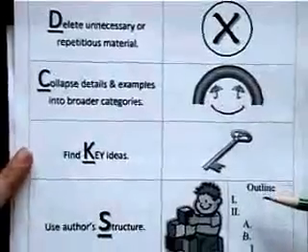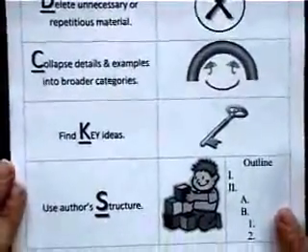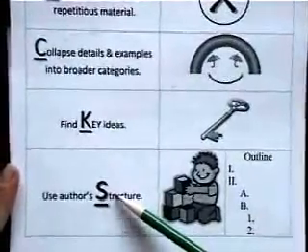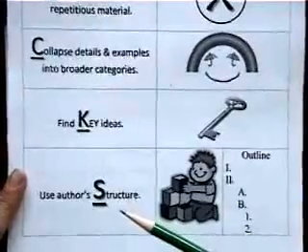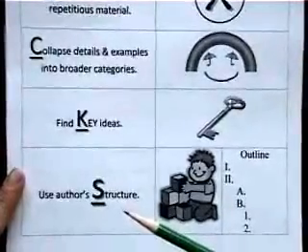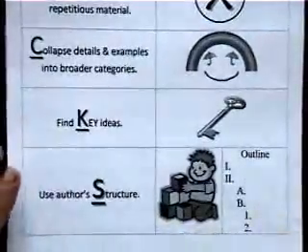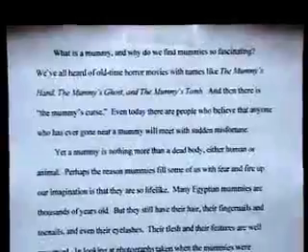We want to find our key ideas, and remember that includes who, what, where, why, and how. And we want to use the author's structure. Remember we talked about structure meaning the way that the text was put together, whether it was a list or chronological order, cause and effect, problem and solution, etc. All right? So let's take a look at a real piece of text.